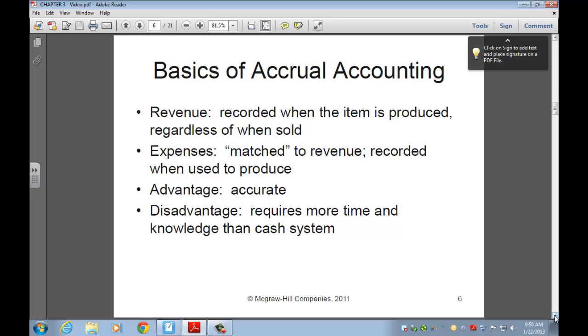Accrual accounting, on the other hand, revenue is recorded when the item is produced regardless of when sold. Expenses are matched to revenue. They're recorded when used to produce. The advantages of accrual accounting is that it's much more accurate. The disadvantages is that it requires more time and knowledge than a simple cash system.